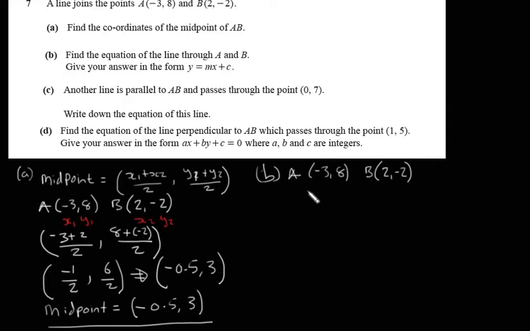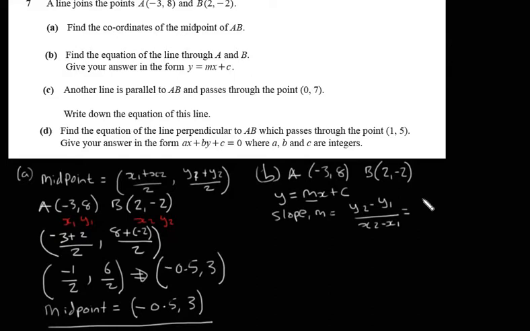Equation of a line is given by y is equal to mx plus c, where m is the slope of a line, and slope m is equal to y2 minus y1 divided by x2 minus x1.